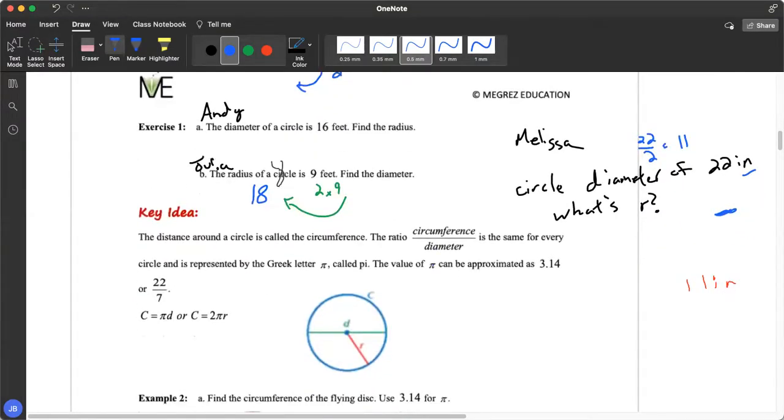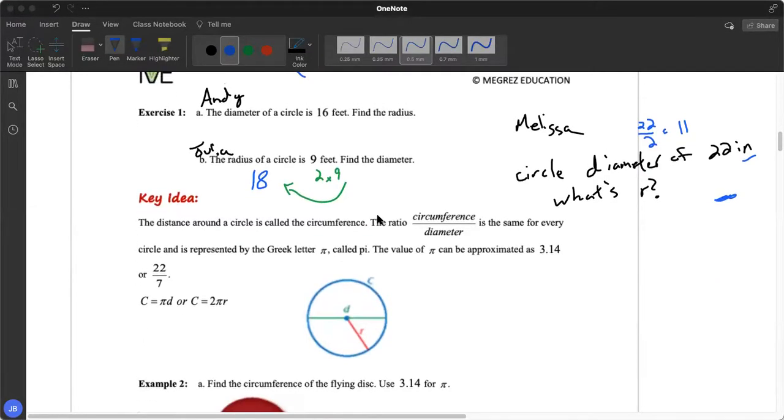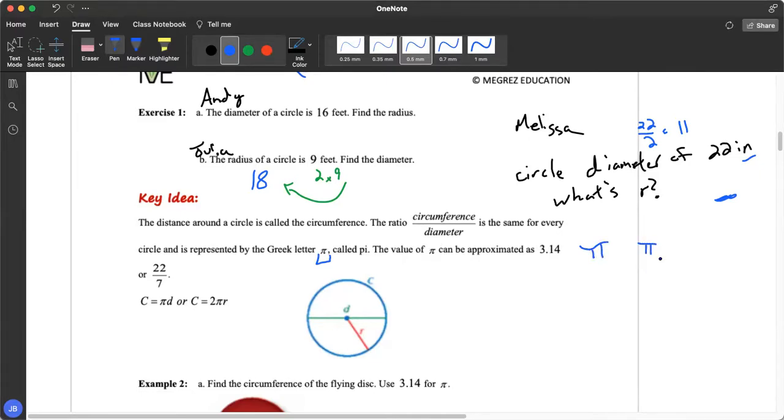All right, our next key idea: we're looking at circumference. And so circumference is like the perimeter of a circle. The distance around a circle is called the circumference. And so our ratio, circumference over diameter, is the same for every circle. And that's represented by a Greek letter shown here. And we call this Greek letter pi. So we can write it like this, or some people make it look straight. Either one's fine.